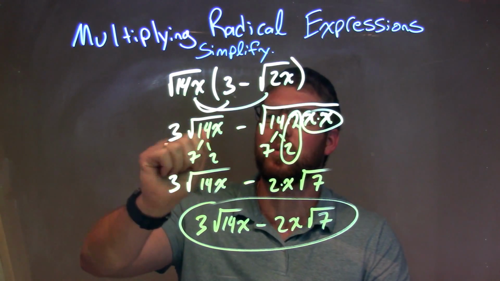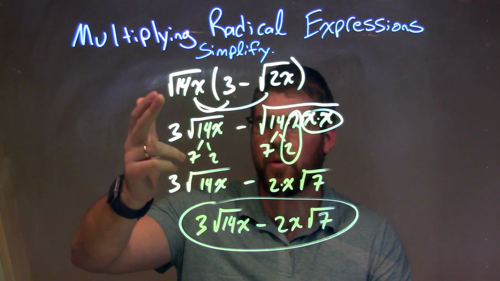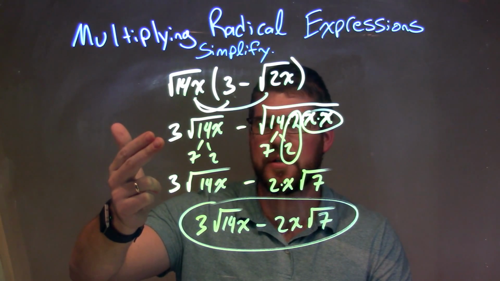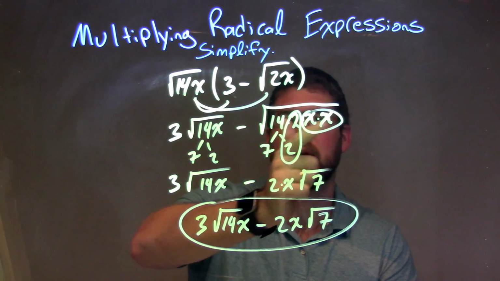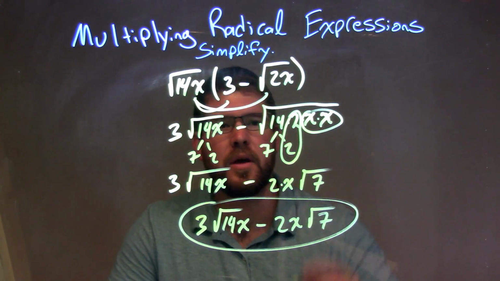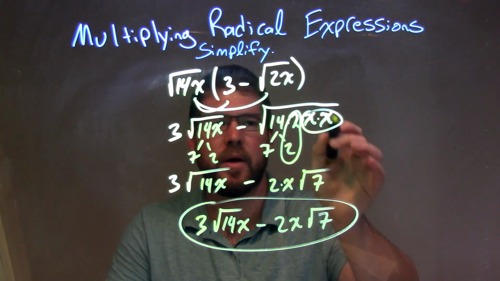So let's recap. We're going to square root of 14x times 3 minus square root of 2x. We distributed the square root of 14x to both parts, giving us 3 square root of 14x here minus square root of one big one, 14 times 2 times x times x. We can combine those two when we multiply into one big square root. We broke them down, and the only ones we could see were pairs. A pair of 2's here and a pair of x's.